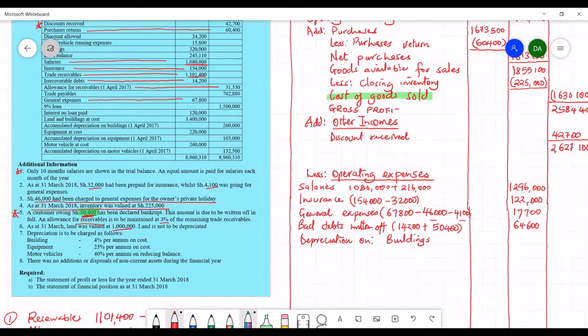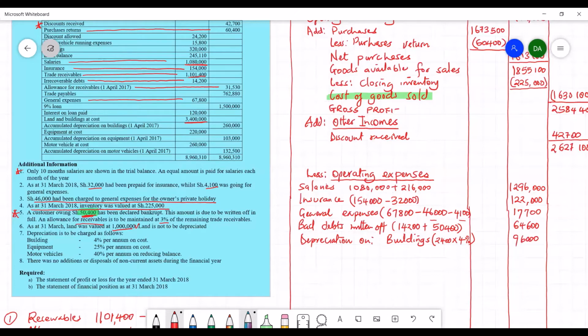For depreciation on buildings, we have determined that the value of land is 1 million. And the cost of land and building is 3.4 million. So remove land from the cost of land and building, so that remains the cost of buildings alone. The cost of buildings alone is 2.4 million. Now, 2.4 million times 4% is equal to 96,000. That is the depreciation on buildings.